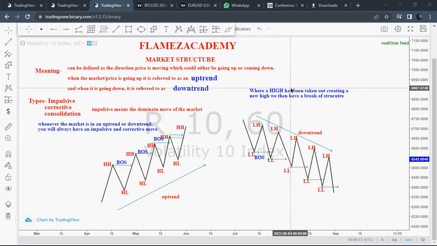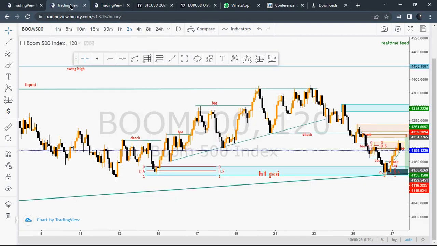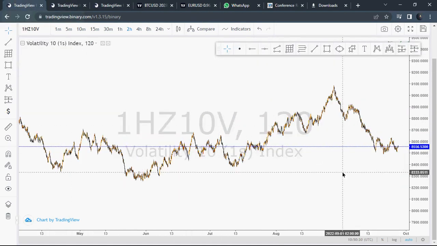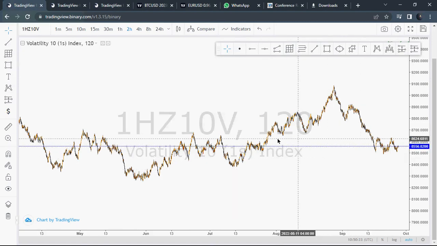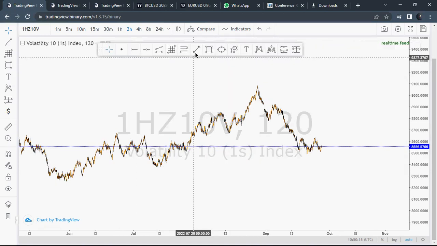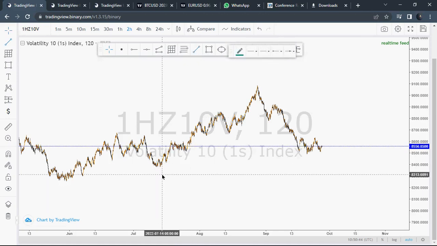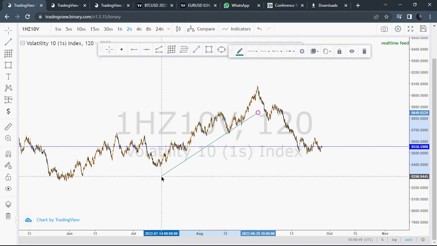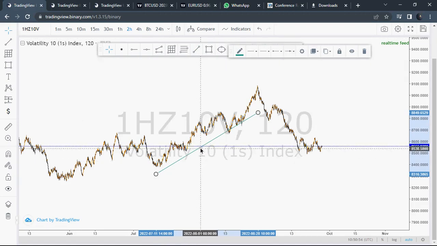So welcome back. In our previous video, we looked at market structure, identifying the lower lows, the lower highs, the higher highs, and the higher lows. So quickly, we'll be going to our real charts to be able to identify those key areas, those areas of higher lows, higher highs, and all that. So from this, we can see that from this point all the way here, the market has been in an uptrend.